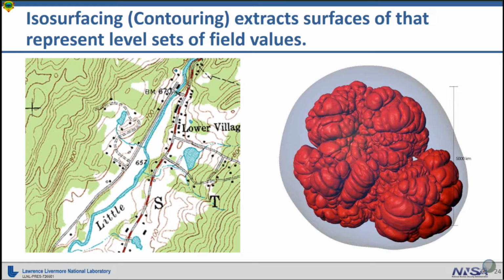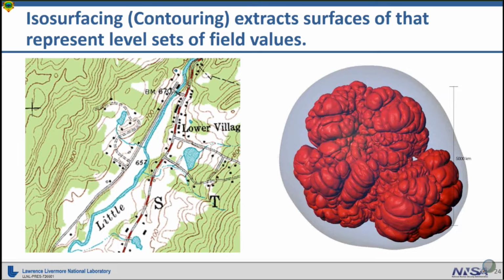Isosurfacing or contouring, that's a technique for generating either a line or a surface of a constant field value, so this applies to scalars. So the line or the surface is that constant field value. On one side of the line or surface are field values greater than that, and on the other side are field values that are less than that.